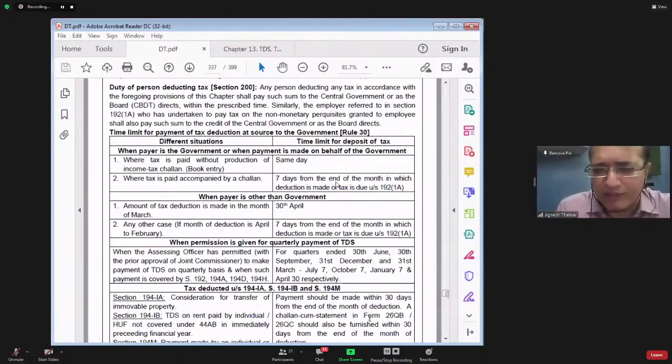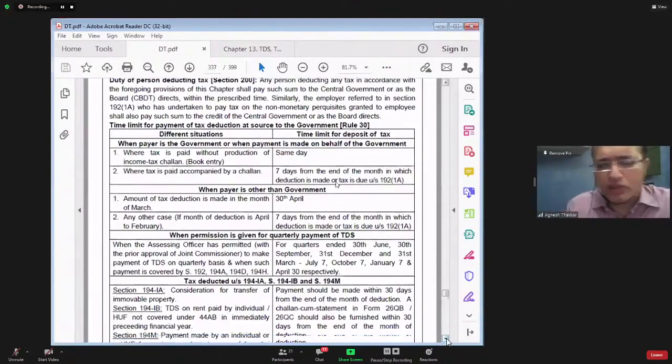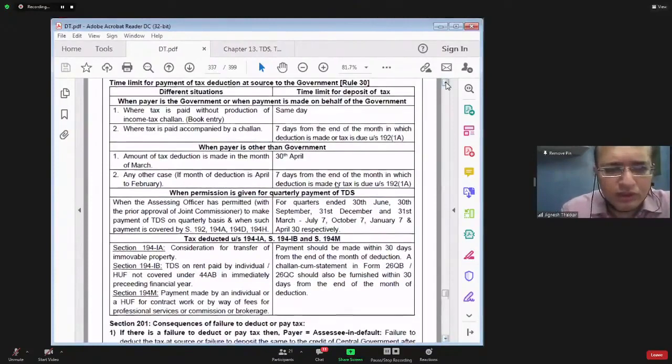By which date is the payer required to pay this TDS amount to the government? That is what we will understand in this table. These due dates are given in section 200, read with rule 30. There are different situations, and there is a time limit for depositing this TDS amount to the credit of the government. Situation 1, when the payer is the government, or when the payment is made on behalf of the government. Payer is the government means the government will deduct TDS and pay to the government.